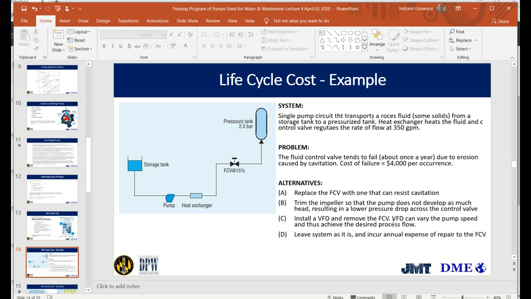C is install a VFD and remove the flow control valve. The VFD can vary the pump speed and thus achieve the desired flow. This also is an upfront cost that can make the problem, quote unquote, go away. Or D, leave the system as is and incur the annual expense of repair to the flow control valve. Now, this is always your baseline to compare alternatives to. So when you're considering alternatives A, B, and C, your comparison is to the status quo, how the situation is at this moment, which is option D.